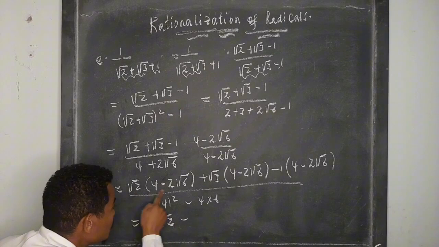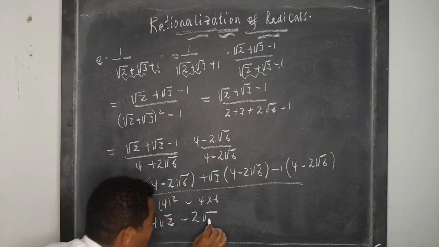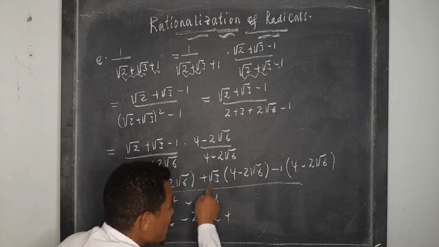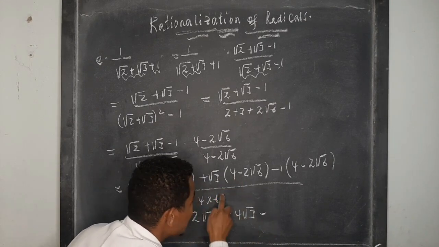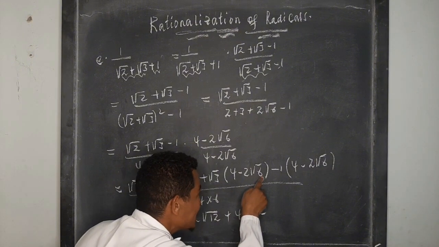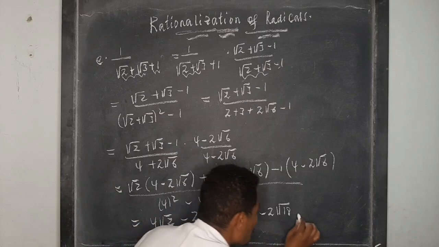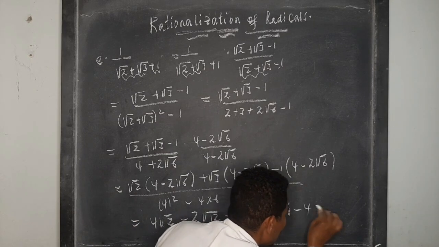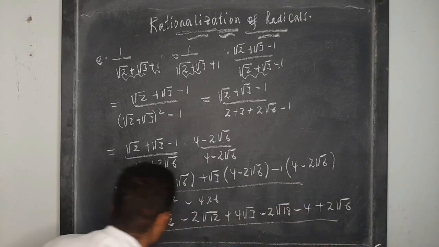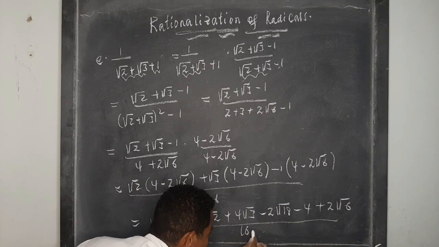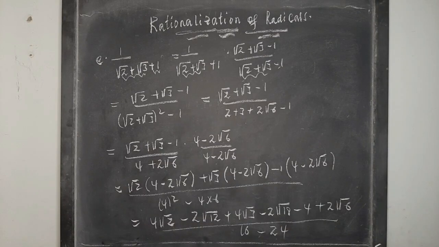Minus radical 2 times 2 radical 6 is 2 radical 12, plus 4 radical 3. Right, 4 radical 3 minus radical 3 times 6 is radical 18, that is 2 radical 18. Minus times minus is plus 2 radical 6, the whole over 4 square is 16 minus 4 times 6 is 24. OK.